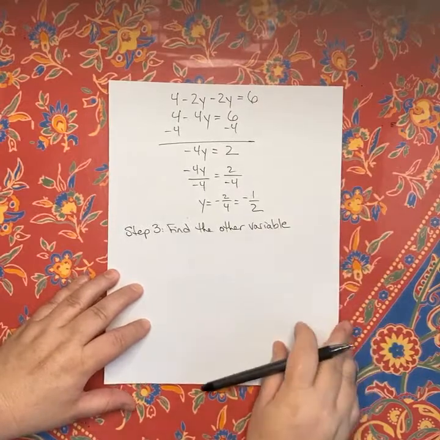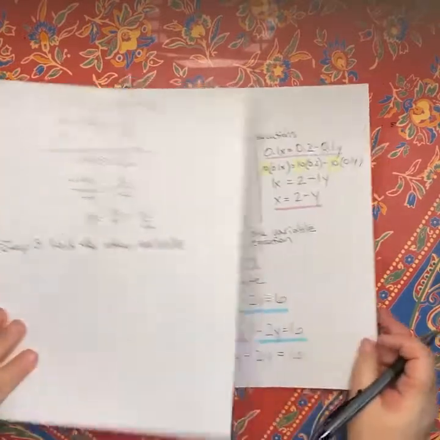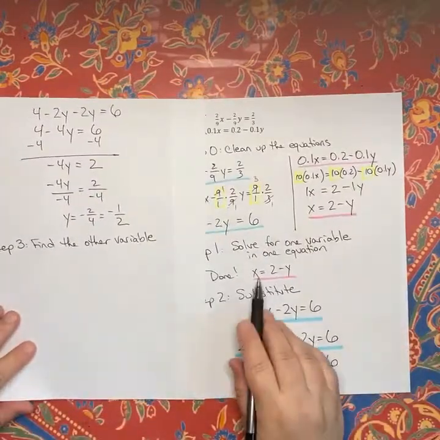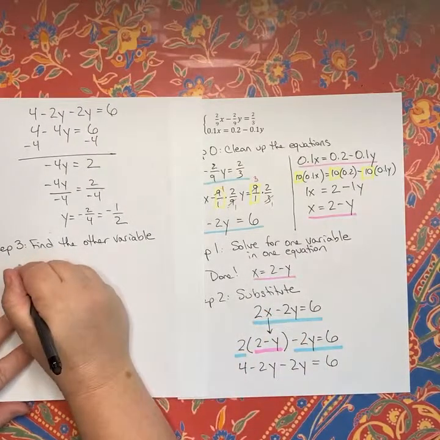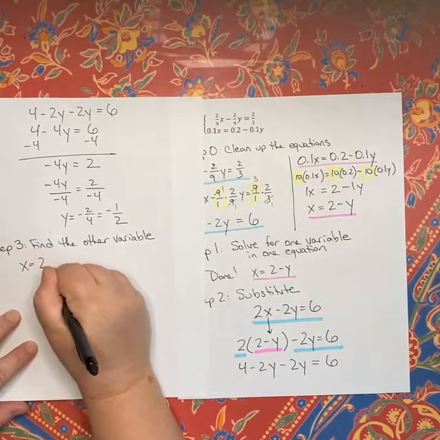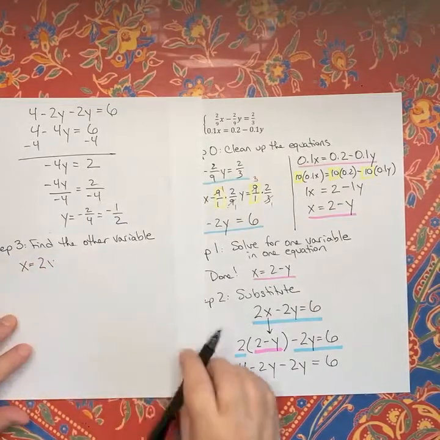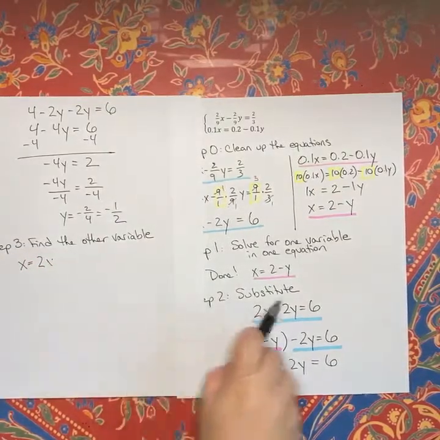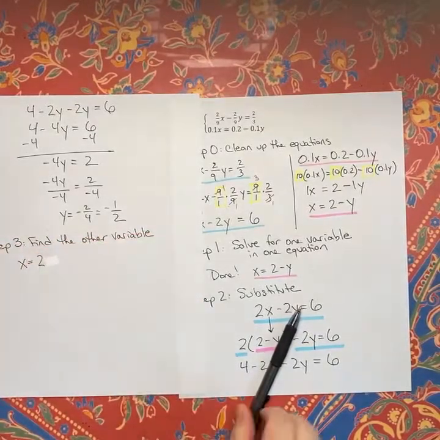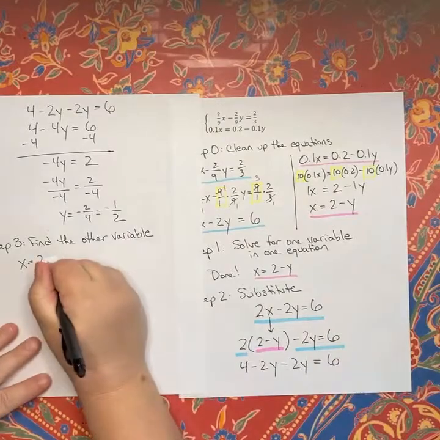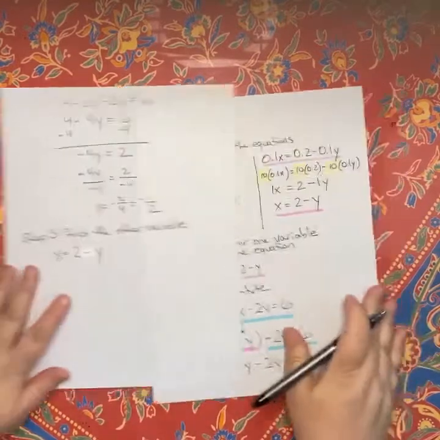And a lot of wisecrackers would say, there it is, it's right there. So let's find what the other variable is equal to. So x is 2 minus y. There we go.